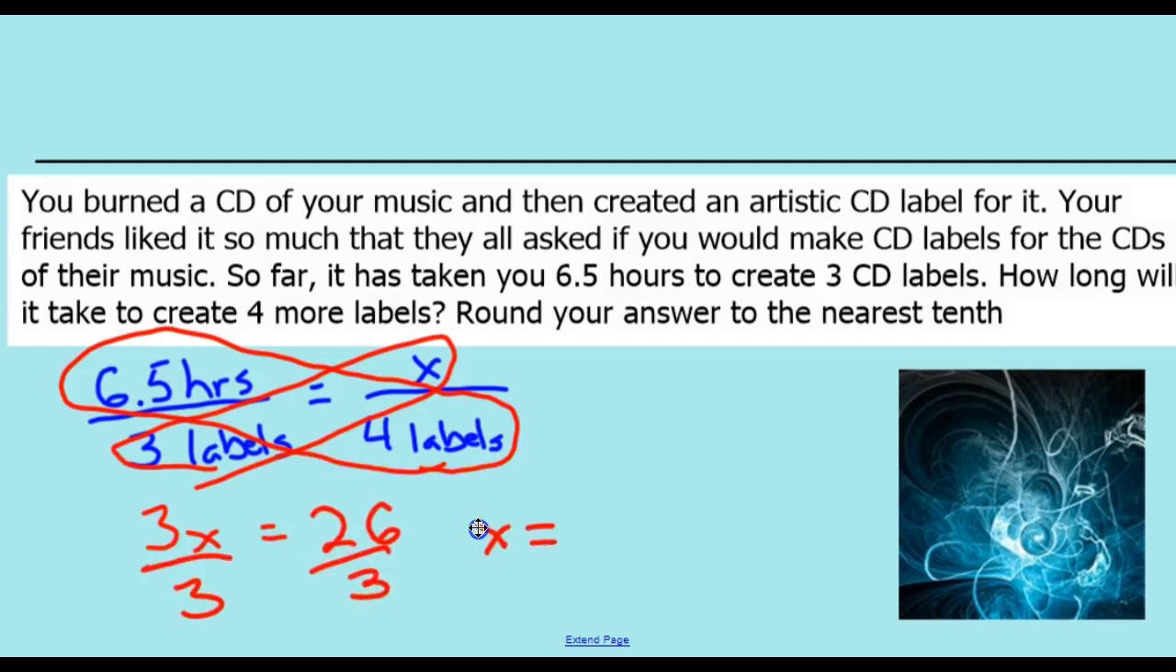Now this says round your answer to the nearest tenth, so I know 26 divided by 3 is not going to give me a nice number. I know it's going to give me 8.67. But if I round it to the nearest tenth, I get 8.7. 8.7 hours to make 4 labels.